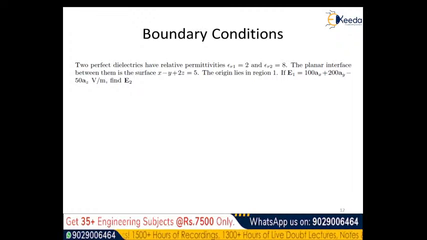The planar interface between them is the surface x minus y plus 2z is equal to 5. The origin lies in region 1. If capital E1 is equal to 100 AX plus 200 AY minus 50 AZ in terms of volts per meter, find capital E2. So this is our problem statement.